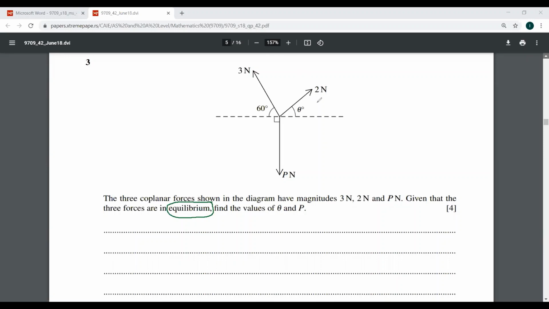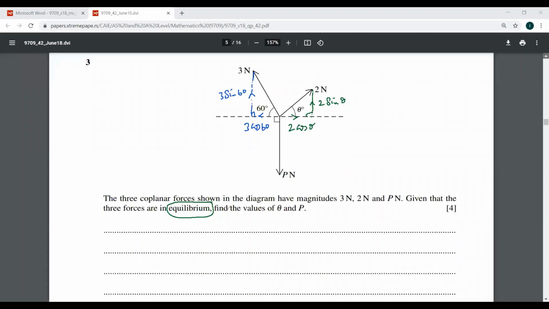Okay, so we need to resolve these forces here. So this would be resolved like this. This is your 2 cos theta. I hope you remember how to resolve this. And this is 2 sine theta over here. Okay. And then I resolve this force here. So this one is 3 cos 60 and this one is 3 sine 60.